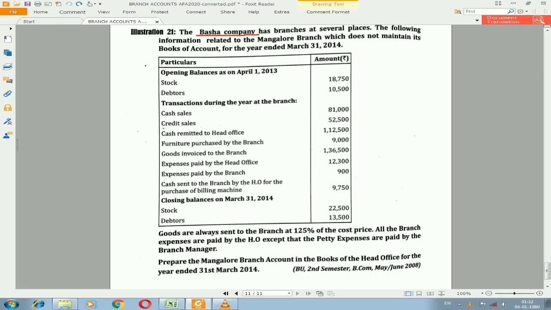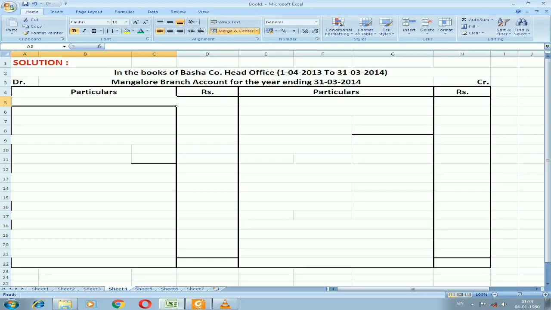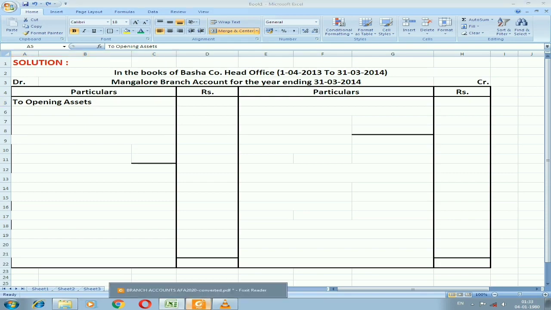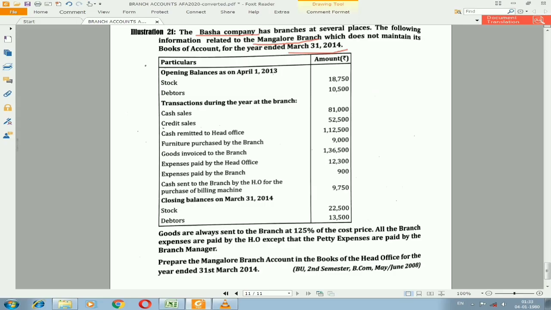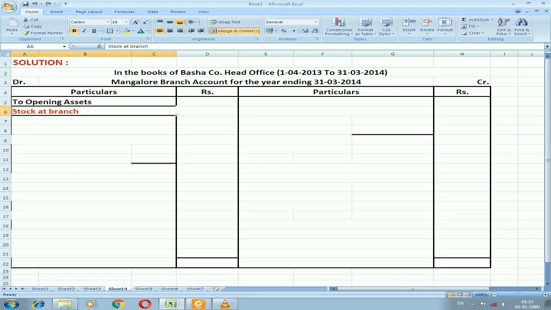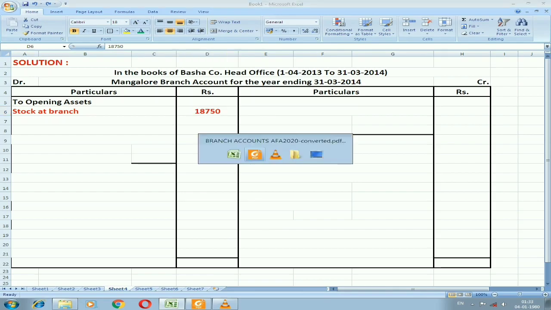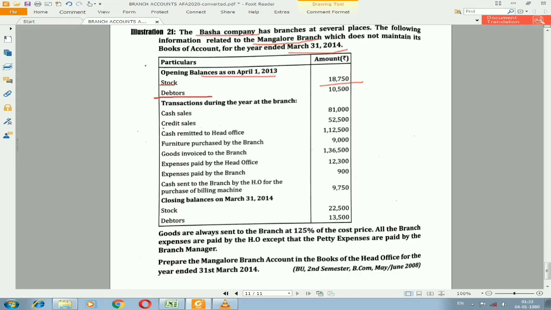Next, we need to prepare branch account in the name of Basha Company Head Office, Mangaluru branch account. Financial year we have 1/4/2013 to 31st March 2014. In the books of Basha Company Head Office, Mangaluru branch account for the year ending 31/3/2014. We are always supposed to start from debit side with opening assets. On the opening day, we have stock 18,750. Then we have our debtors with the amount of 10,500.